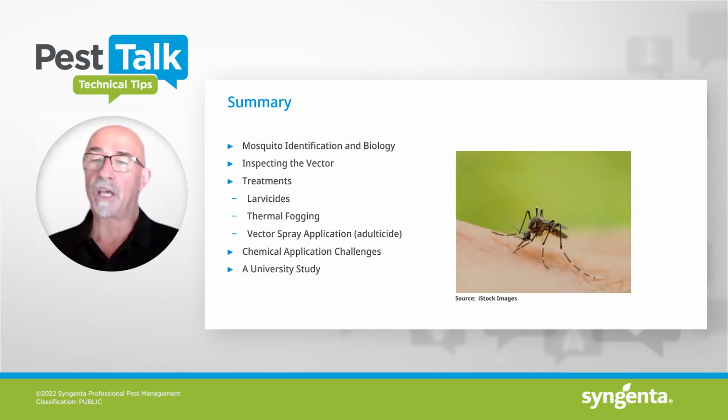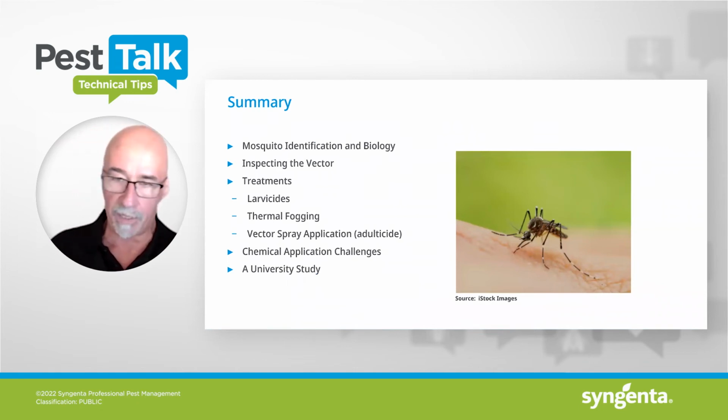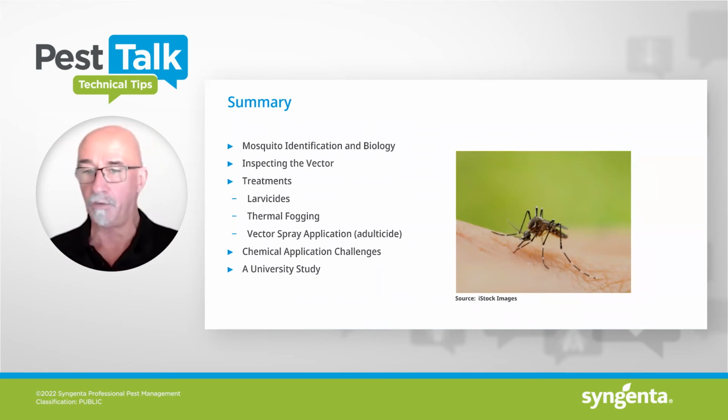So in summary, the mosquito identification and biology is really important. Inspecting that vector, knowing where we're going to apply, if we're going to use a BTI, if we're going to use a larvicide, if we're going to use an adulticide, or a combination of all those areas. Light traps, the treatments, what we're going to actually be doing, the vector spray applications, how efficacious we can do it properly with a backpack treatment.